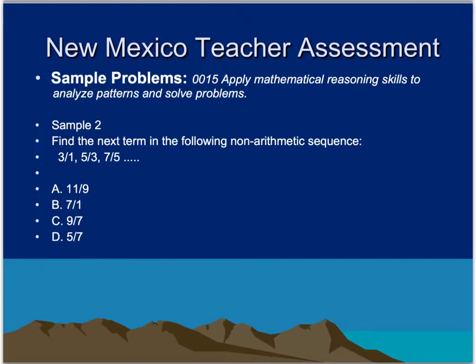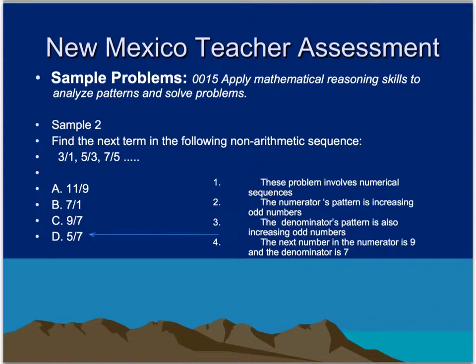Sample 2. Please take a few moments to read. In this particular problem, you have numerical sequences. First, you look at the sequences pertaining to the numerators and then the denominators. In the numerators, you have increasing odd numbers, starting with 3, 5, 7. In the denominators, you have 1, 3, 5. Following this pattern, your next numerator should be 9, and your denominator should be 7. So your next sequence should be 9 sevenths. Response C.